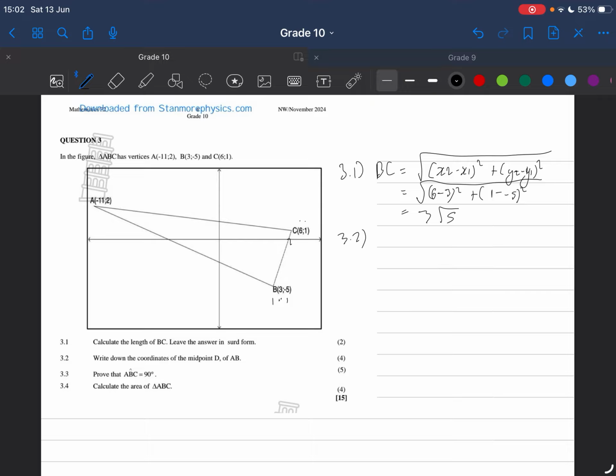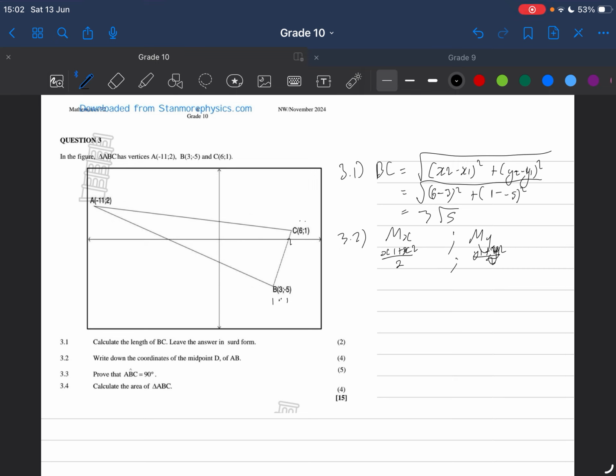Find the coordinates of D. D is the midpoint of AB. So you find the midpoint of AB, which has an MX and an MY value. MX is x1 plus x2 over 2. MY is y1 plus y2 over 2.